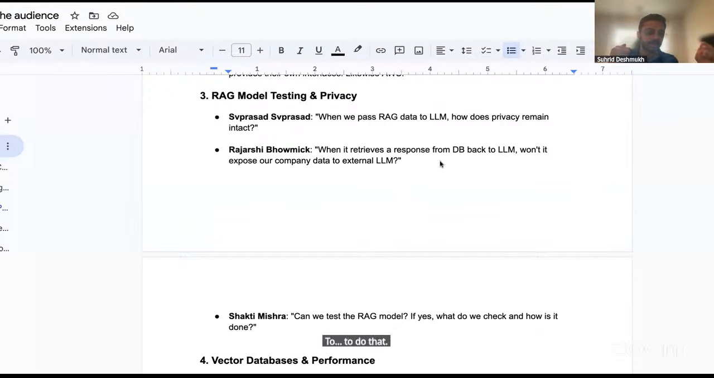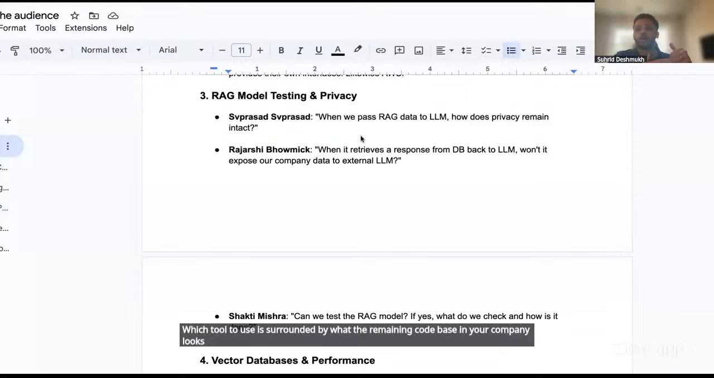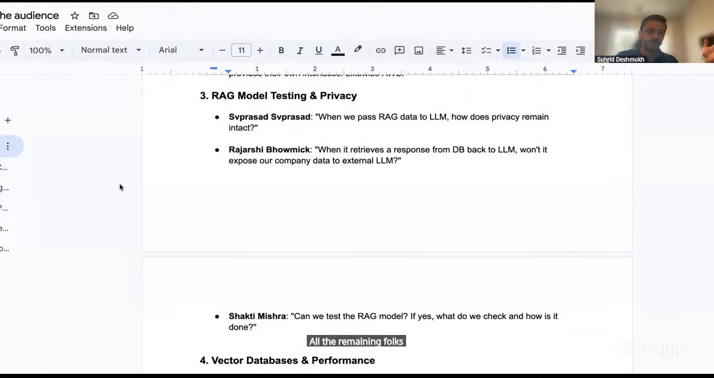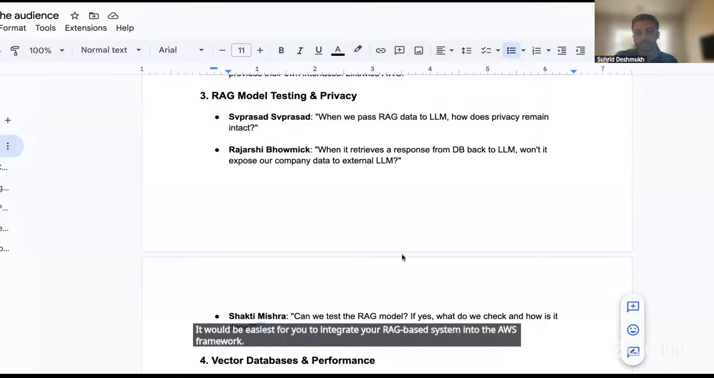And a lot of the times, which tool to use is surrounded by what the remaining code base in your company looks like. If all the remaining folks in your company have built something around AWS, it would be easiest for you to integrate your RAG-based system into the AWS framework.